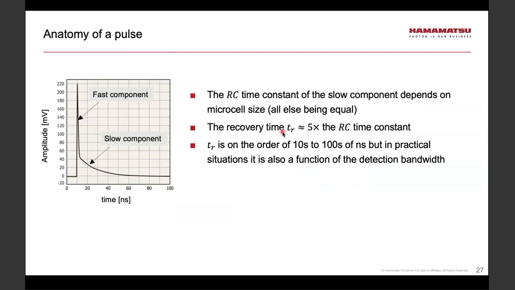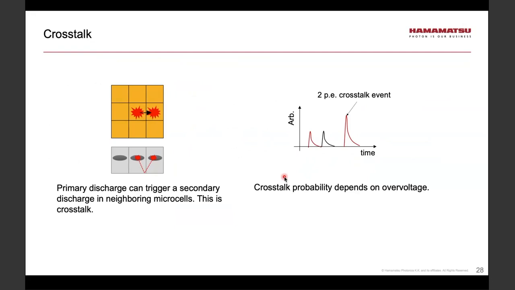The recovery time is approximately equal to 5 times the RC time constant, where R is the value of the quench resistor and C is the value of the junction capacitance of a given microcell. These recovery times can vary from tens to hundreds of nanoseconds. But in practical situations, this recovery time is also a function of detection bandwidth, which is a function of the front-end electronics used in conjunction with the device.